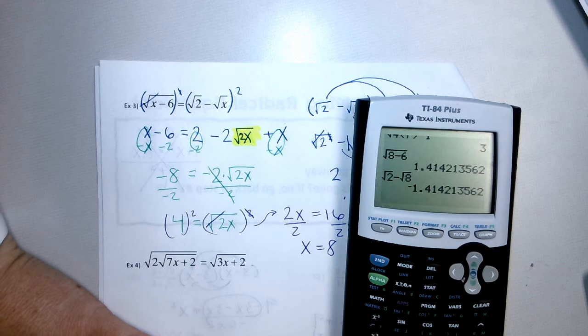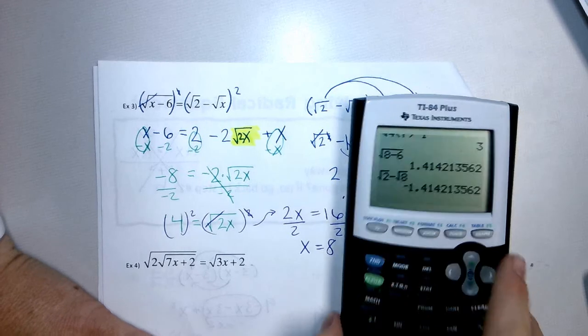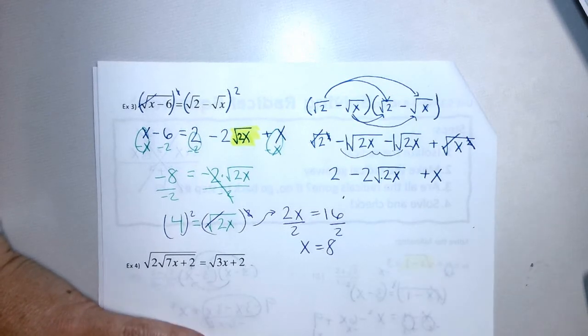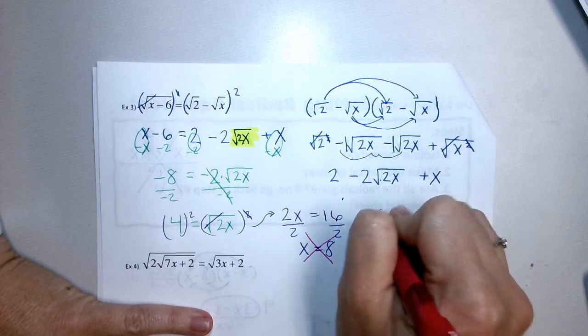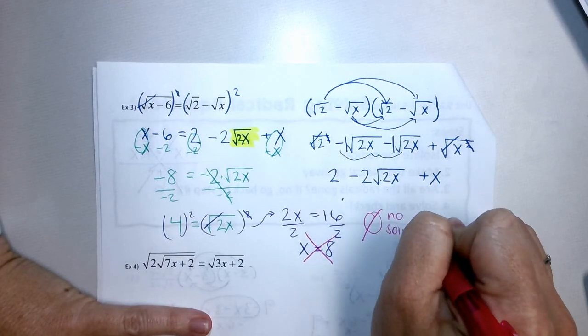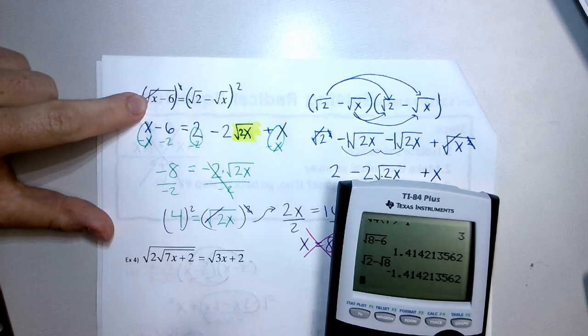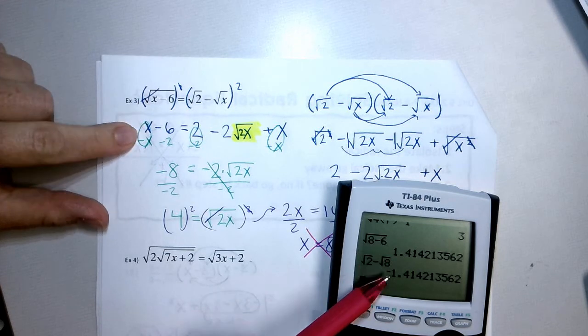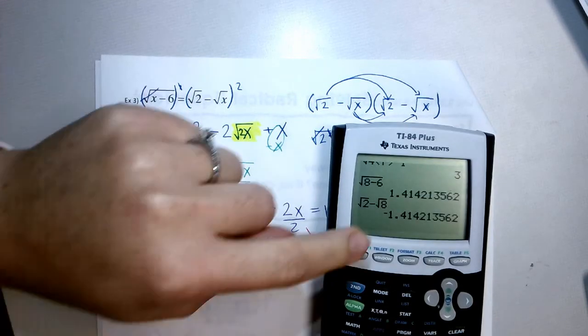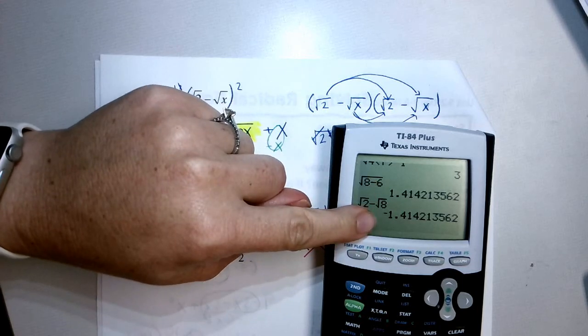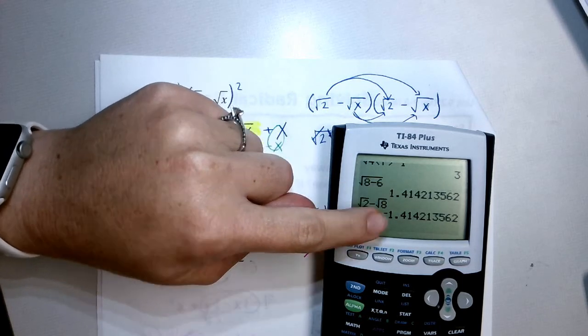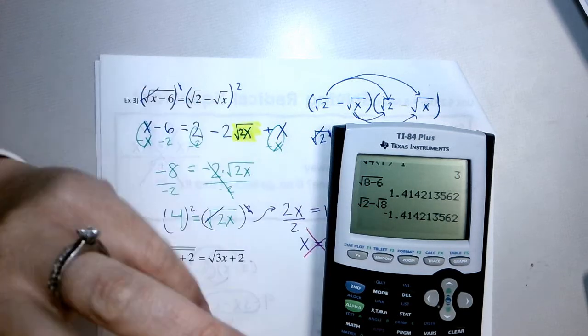Would you rather have a positive $1.41 or a negative $1.41? Positive, because it's different. So these are not the same. So what do you think that means? Non-real. This doesn't work, so there is no solution. All I did was type them both in the calculator and replace x with 8. And as long as they're equal, which they're close, but this one is positive and that one's negative, so they're not equal. Now, if they were both positive 1.41, we would have said, yes, that's our solution.